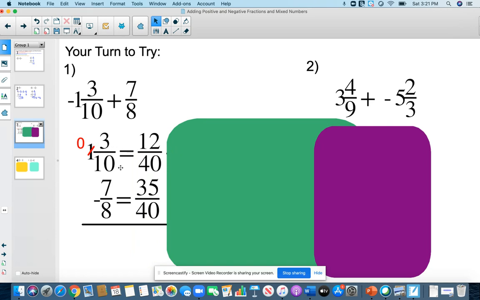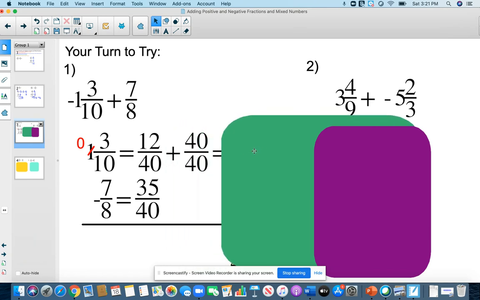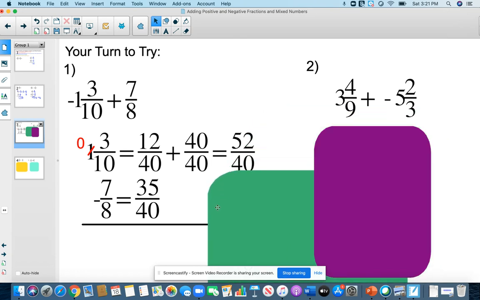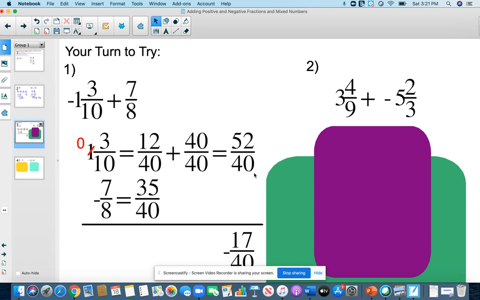So I changed that 3/10 to 12/40 by multiplying both the numerator and denominator by 4. I changed 7/8 to 35/40 because I multiplied both numerator and denominator by 5. Now, if you notice, it's like we did on one of the problems on the last slide, that you cannot take 12 minus 35. So you have to go over here and regroup. So I took 1 away from the 1, which makes 0. And I put 40/40, which is equivalent to 1 whole and has the common denominator I need to be able to add with the 12/40. So 12/40 plus 40/40 gives me an answer of 52/40. Now I can go ahead and subtract 52 minus 35, which gives me an answer of 17/40.